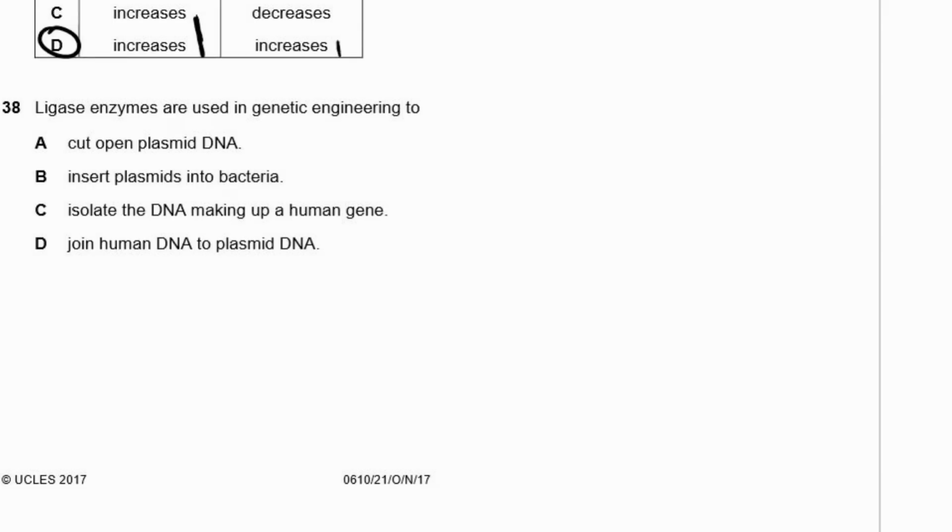Question 38. Ligase enzymes are used in genetic engineering too. What are they used to do? Are they used to cut open plasmid DNA, insert plasmids into bacteria, isolate the DNA making up a human gene, or join the human DNA to plasmid DNA? Okay, so we're looking at the enzymes in genetic engineering. There's two main enzymes you need to know: one is ligase, and one is restriction enzymes.